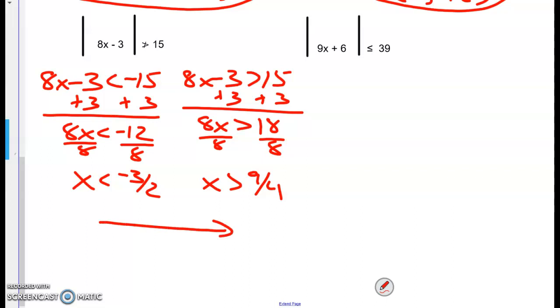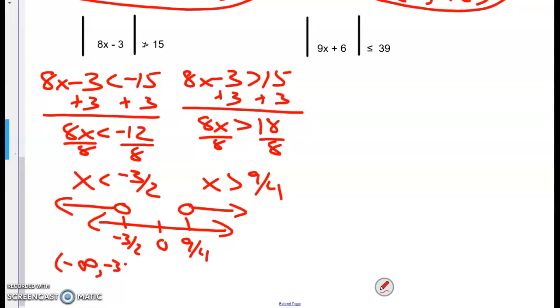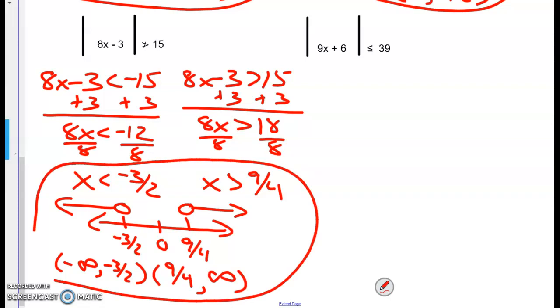My graphing answer, negative 9 halves, 0. Ooh, I'm sorry, not negative 9 halves. Negative 3 halves, 0 and 9/4. It's an open dot to the right. It's an open dot to the left. And then negative infinity to negative 3 halves, 9/4 to infinity. Those are my answers.